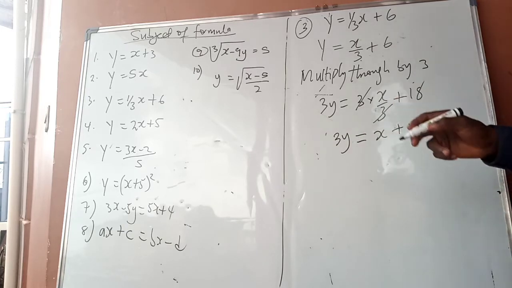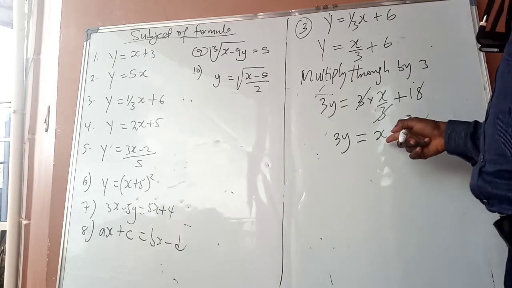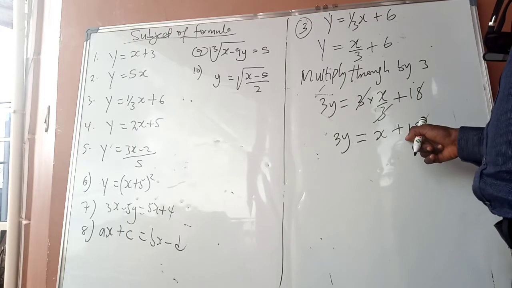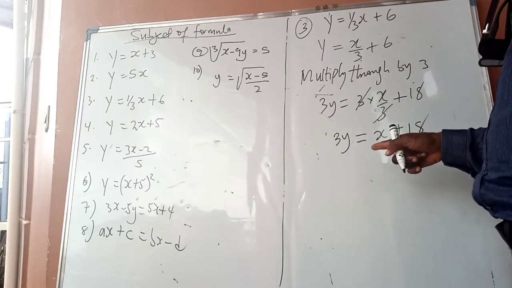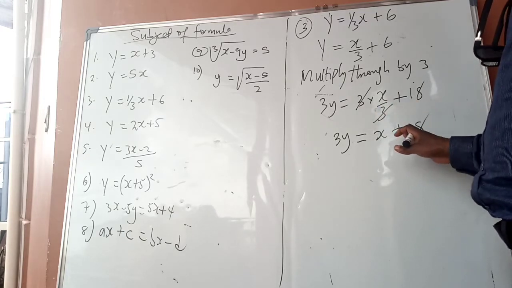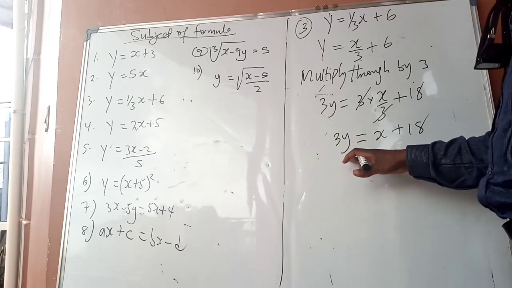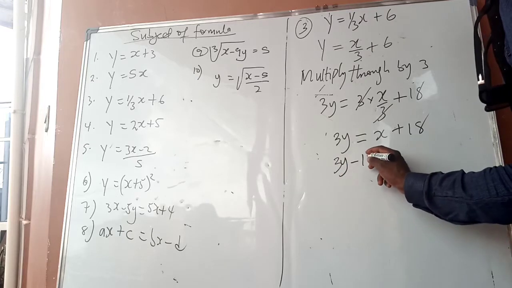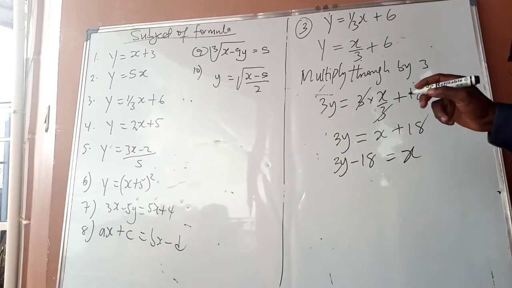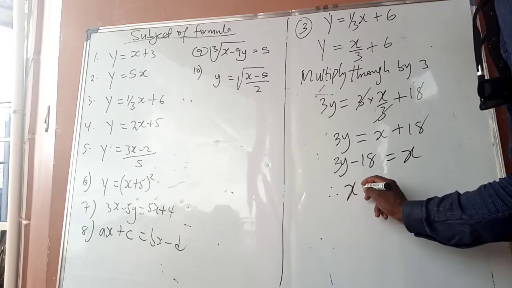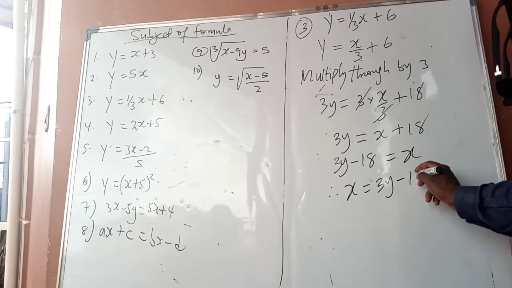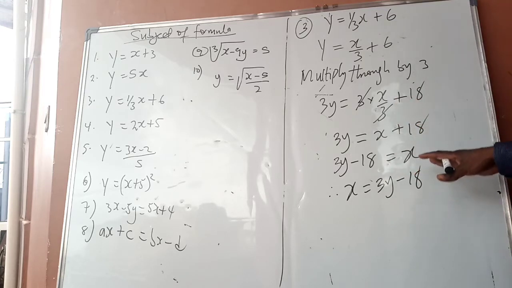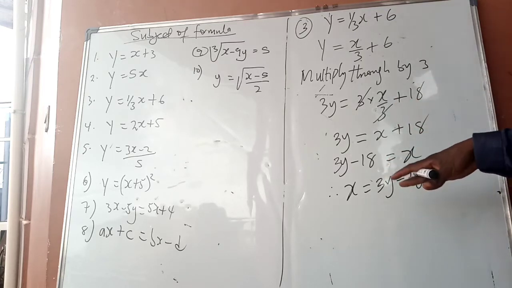Is that not so? Now, to make x the subject of the formula, you have to remove the 18 here so that x is staying alone. And this 18 is plus. When it comes to this side, it becomes what? Minus. Do you understand what I'm doing? So here, 3y minus 18 is equal to what? x. Therefore, x is 3y minus 18. At this point in time, we have successfully made x the subject of the formula.